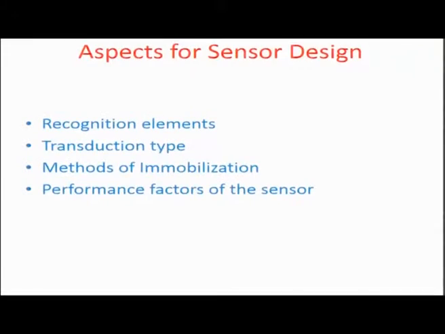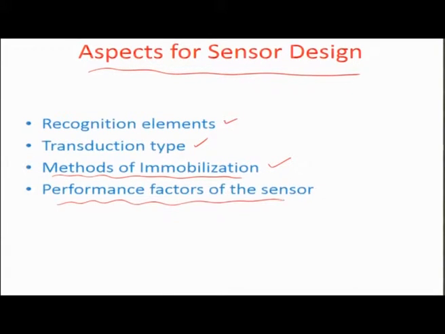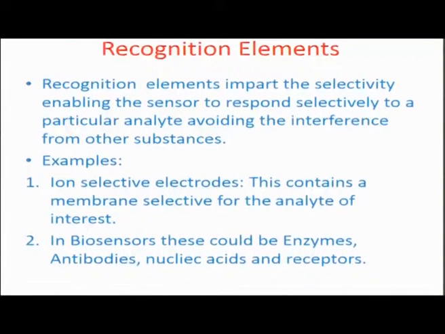What are the different aspects that one needs to consider when we talk about sensor design? You have the recognition element and the transduction type. Obviously there is a question of how the element is being immobilized onto the sensor surface, which is going to pick and choose that portion of the analyte which gives value to the overall modality of measurement. And then there are aspects related to the performance factors of the sensors. So these are the 4 different aspects in sensor design. Let us look at them one by one.